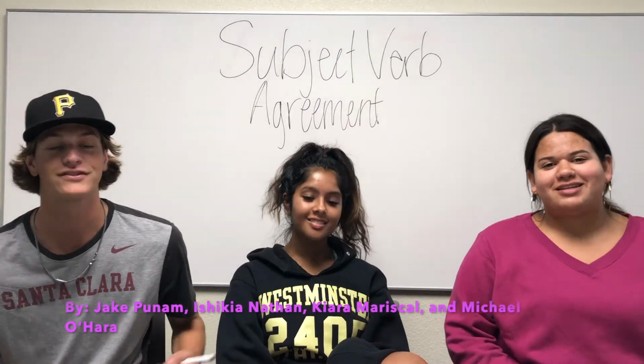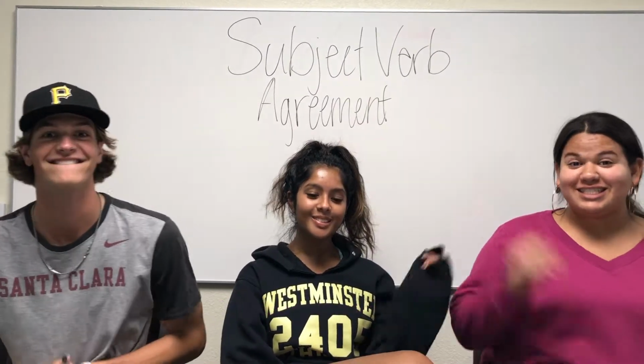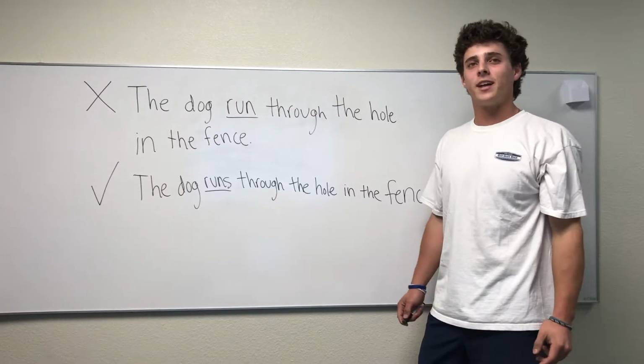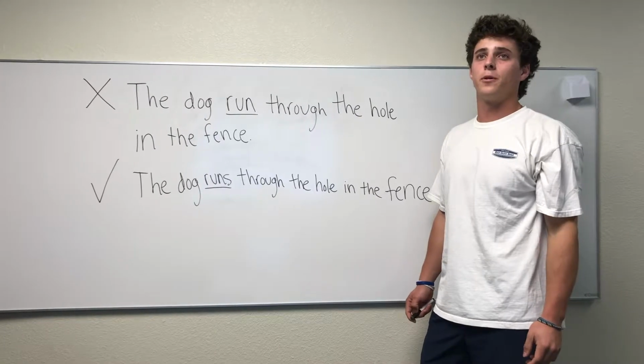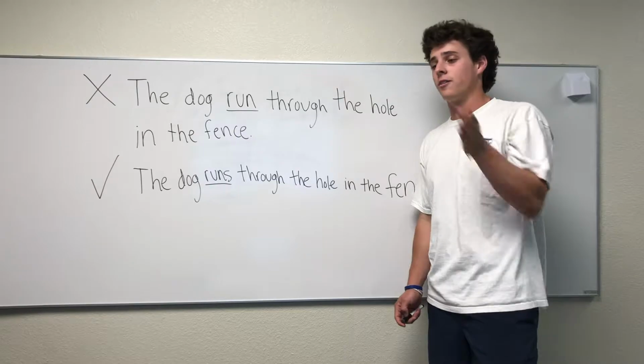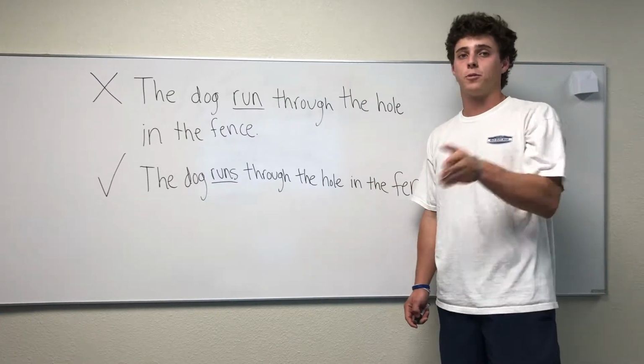Talk about subject-verb agreement. The definition of subject-verb agreement means that the subject and the verb must agree both in number and person. This means that if one is singular, the other needs to be singular, and the same goes for plural.